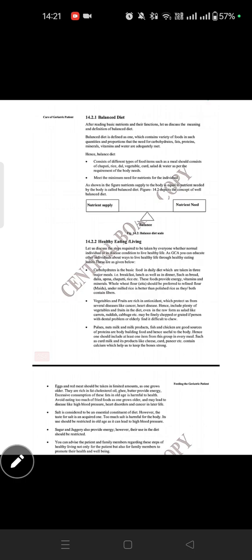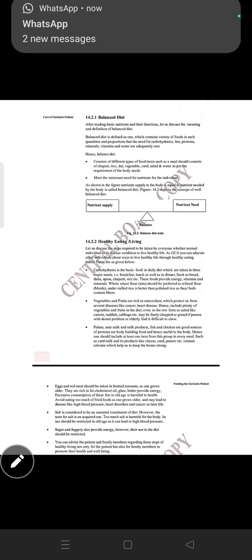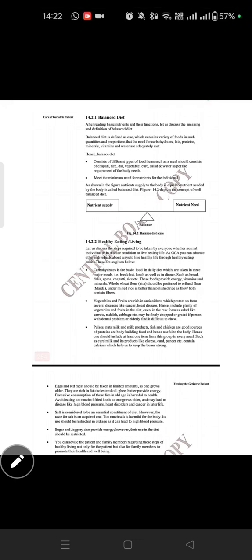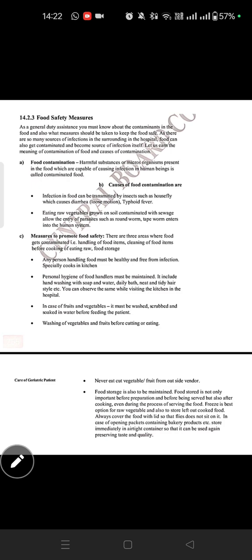So diseases like blood pressure, heart disease and cancer will result if you are taking too much. Then salt and all will maintain your hormone balance. Then sugar and jaggery and all should be restricted, you should take an average amount. Then you can advise the patient or family members and all, so according to that we can advise on a balanced diet for health and well-being.